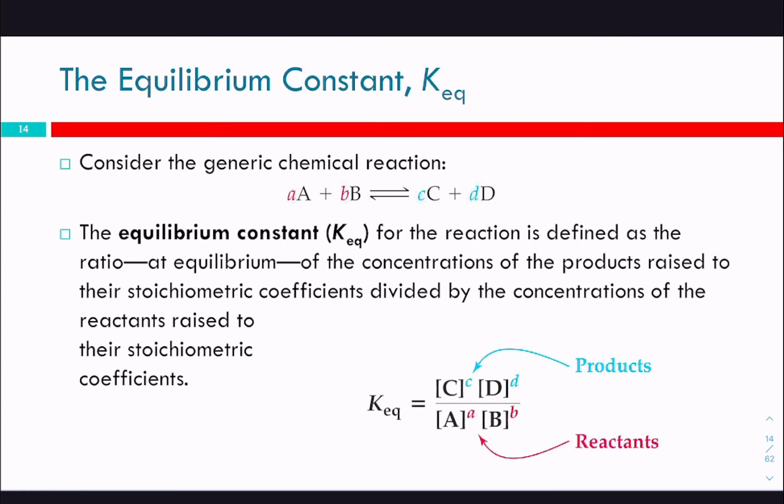So, we've got a generic chemical reaction here. Obviously not a real chemical reaction. A and B are reactants with coefficients of lowercase a and lowercase b. Capital C and capital D are our products, again with coefficients lowercase c and lowercase d. The equilibrium constant for the reaction is defined as the ratio at equilibrium of the concentrations of products raised to their stoichiometric coefficients divided by the concentrations of reactants raised to their stoichiometric coefficients. So that's what this is down here.